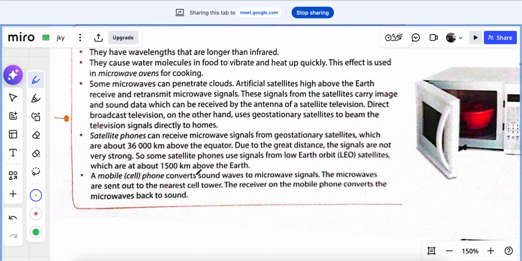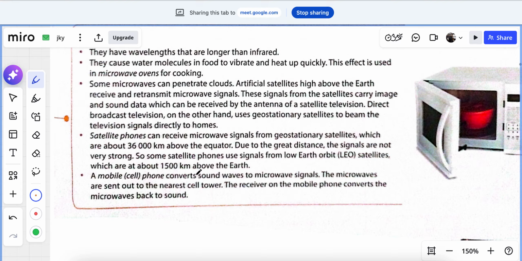Some of the microwaves can penetrate clouds. They can penetrate artificial satellites and so on and so forth, right? So microwaves are used in satellite televisions also. They are used in satellite phones and satellite television to transmit and broadcast satellite signal. They are used in geostationary satellites to beam broadcast television signal directly to our homes.